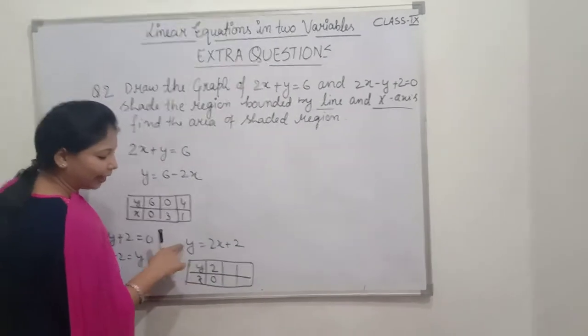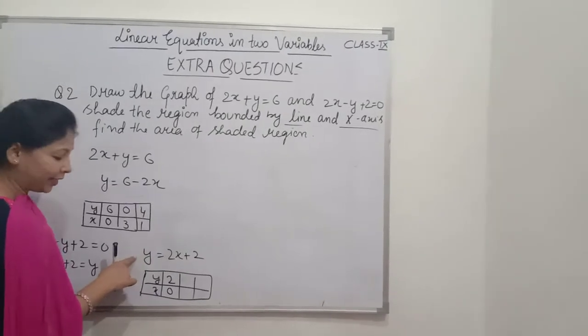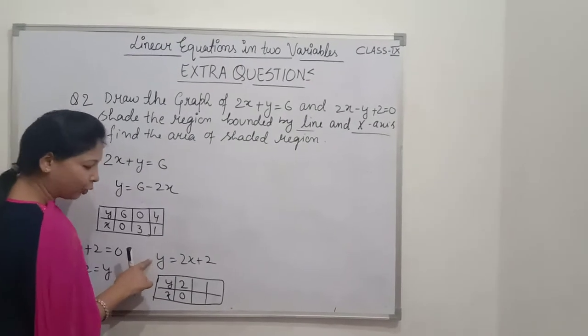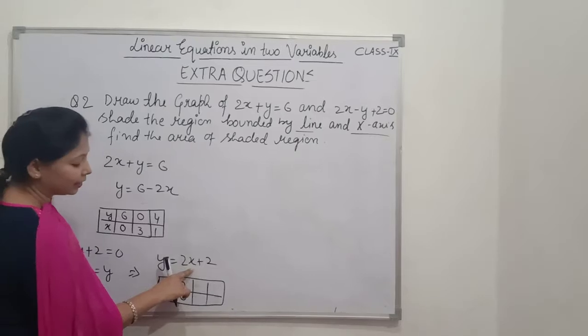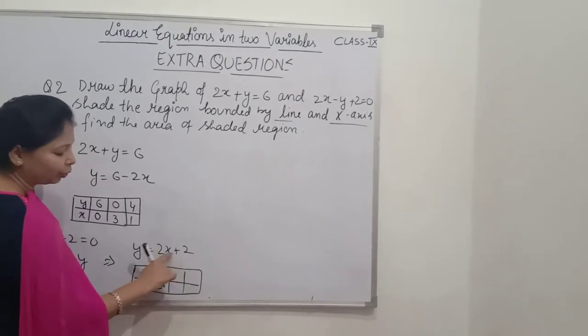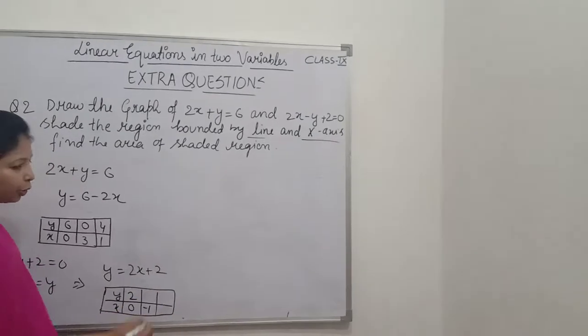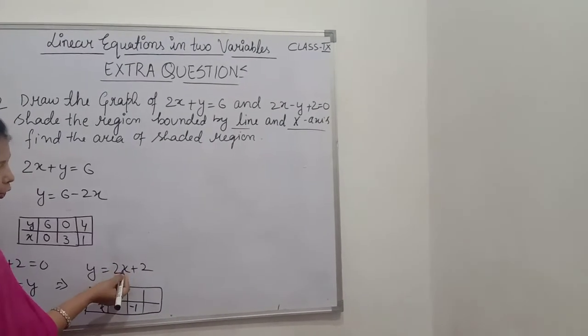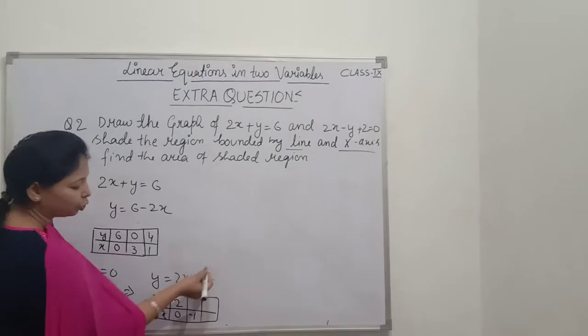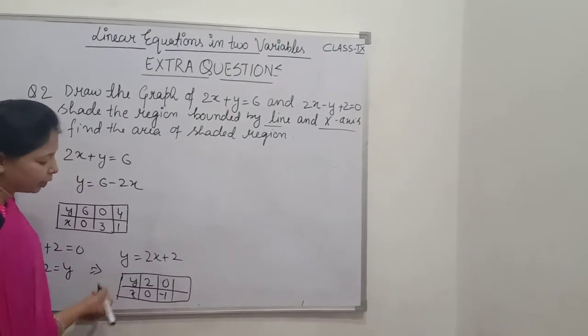Now in second time I need to make it y 0. For making y 0, what should I put? Because this is positive 2, I should make it as negative 2. For this I have to put x is equal to minus 1, because 2 into minus 1 is minus 2, and minus 2 and positive 2 cancel out, it becomes 0.